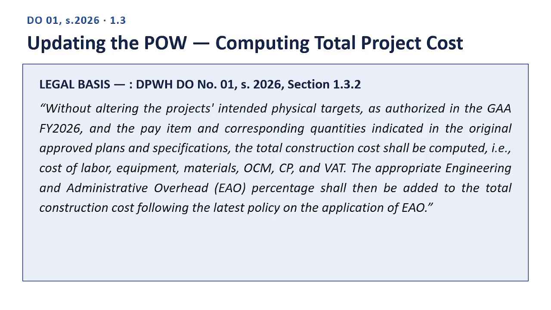The total construction cost shall be computed, i.e., cost of labor, equipment, materials, OCM, CP, and VAT. The appropriate engineering and administrative overhead, EAO, percentage shall then be added to the total construction cost following the latest policy on the application of EAO. End quote. The phrase to hold onto here is without altering the project's intended physical targets. This exercise is about updating prices, not about quietly redesigning or resizing the project while nobody is looking.